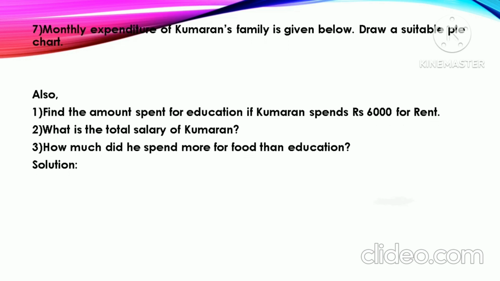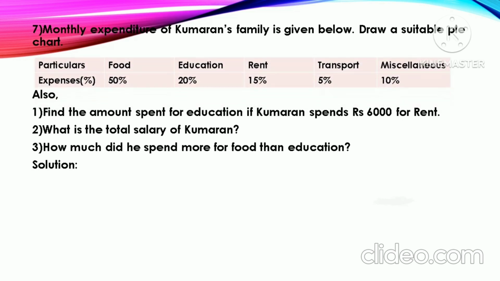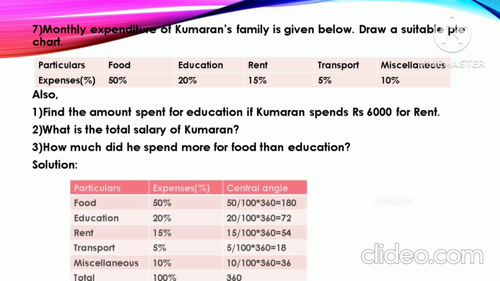Next, another question. Monthly expenditure of Kumaran's family is given below. Draw a suitable pie chart. The data is given. Also, find the amount spent for education. If Kumaran spends rupees 6,000 for rent, what is the total salary of Kumaran? How much did he spend more for food than education?